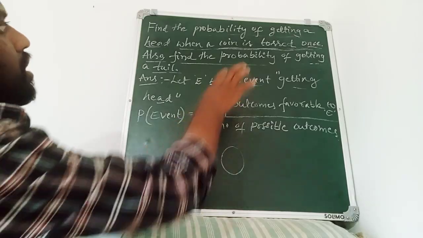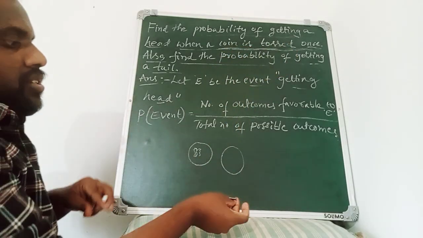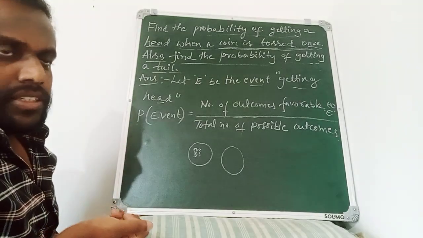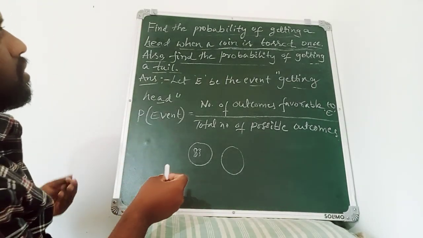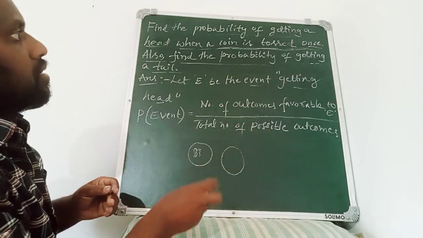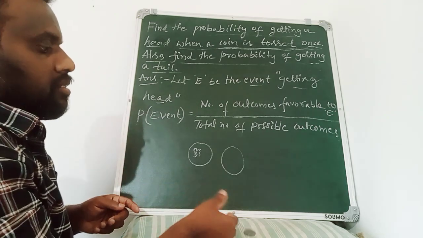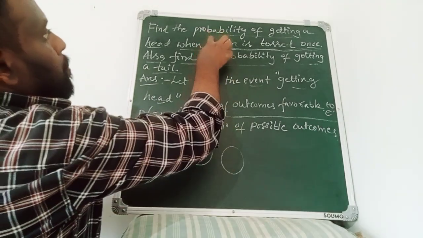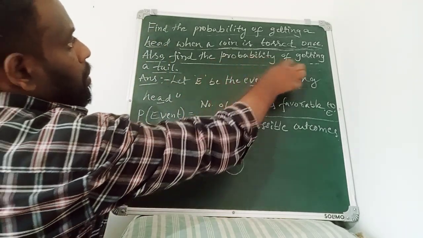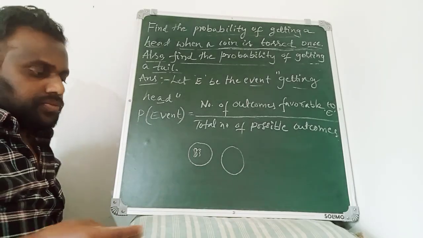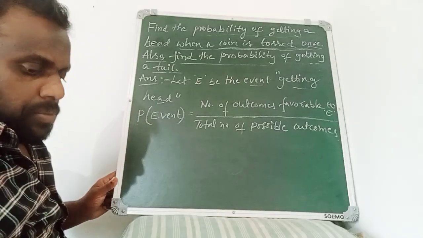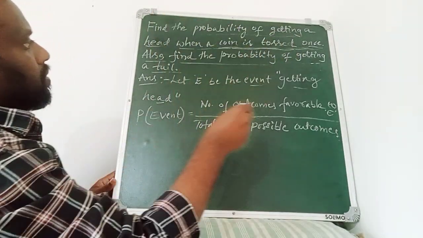The question is saying when a coin is tossed once, that means if you toss a coin like this, only once, not two times, three times, only once. When the coin is tossed like this, what is the probability of getting head? That's the question. And also we have to find the probability of getting a tail. First we will see the probability of getting head.